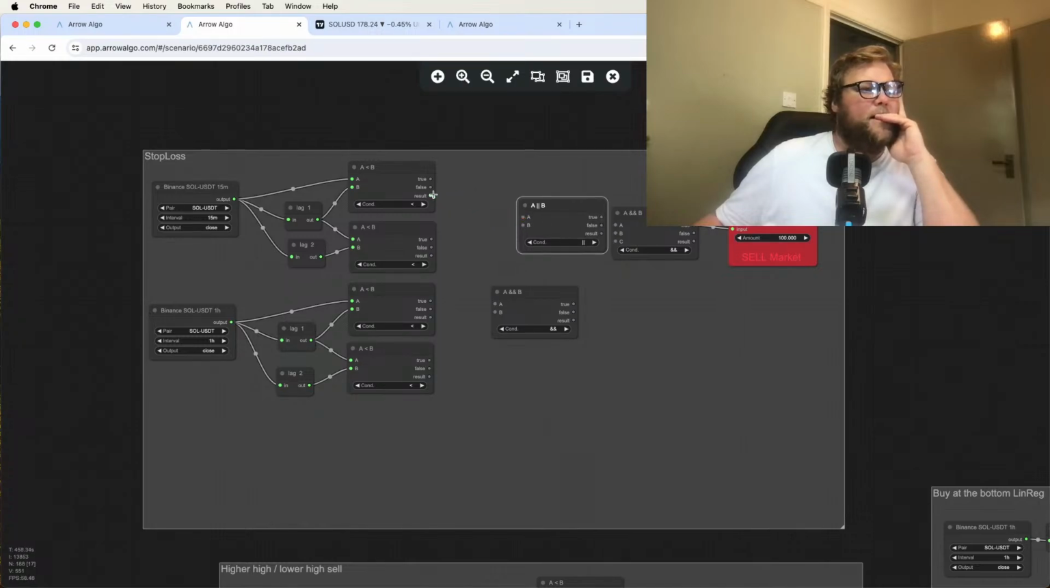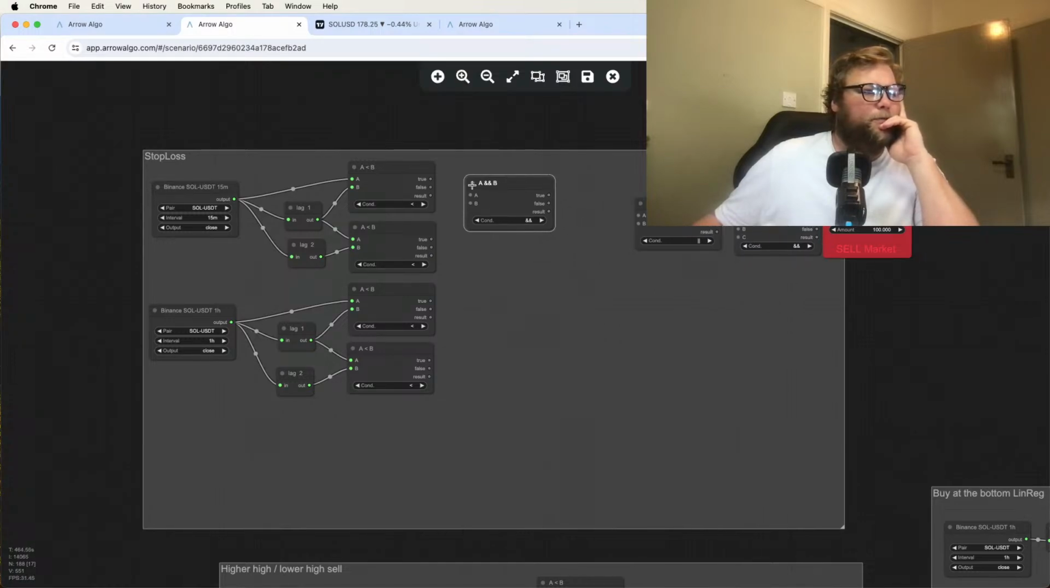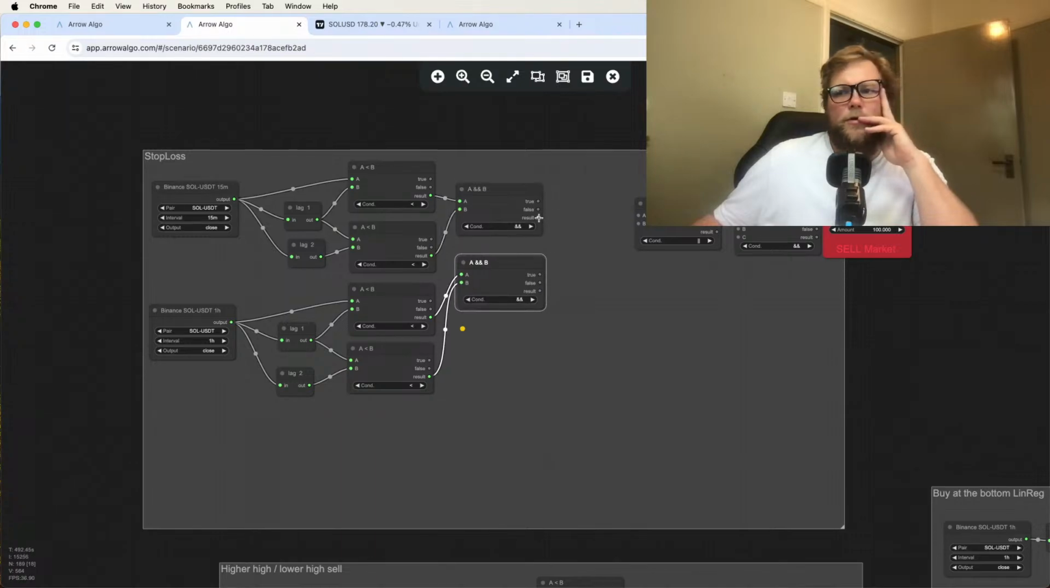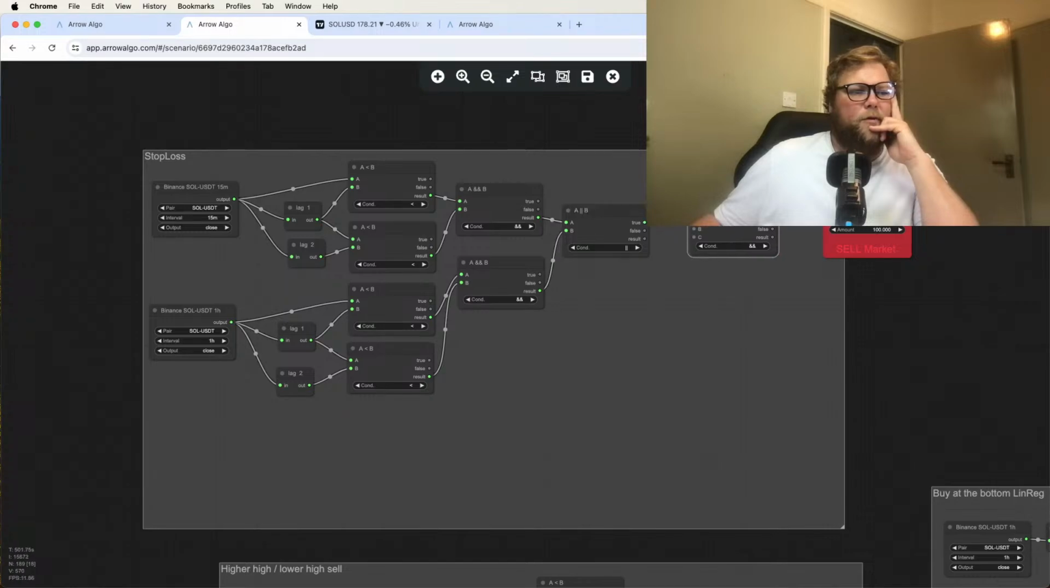So either the 15-minute one triggers, i.e. one is less than lag 1 and lag 1 is less than lag 2, or on the hourly basis 1 is less than lag 1 and lag 1 is less than lag 2, which means we've got 3 falling candles on the 15-minute chart or the hourly chart, and if either one of those are the case, then that will be strike 1 for our stop loss.